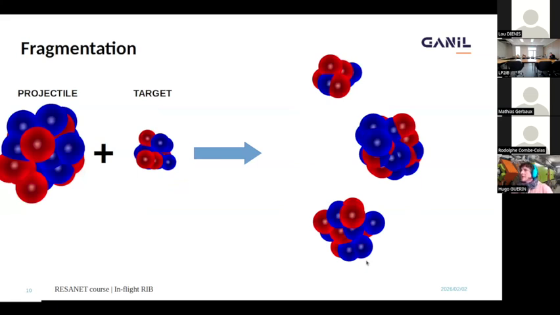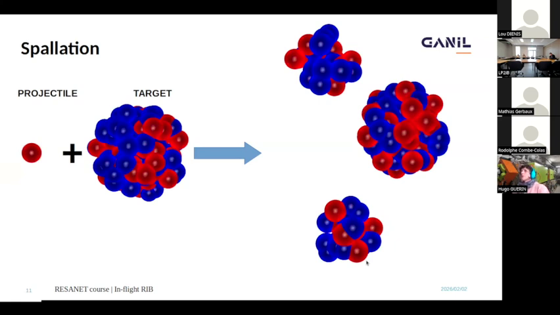For higher energies, so for energies over 50 or 100 MeV per nucleon, you can have fragmentation. I will mainly focus on fragmentation because it's the usual mode we use on the LISE spectrometer. So you send the projectile, a heavy one, on a light target. For instance, in the LISE spectrometer, it's beryllium. And the projectile will break into many fragments. So you will have a large variety of fragments after the reaction.